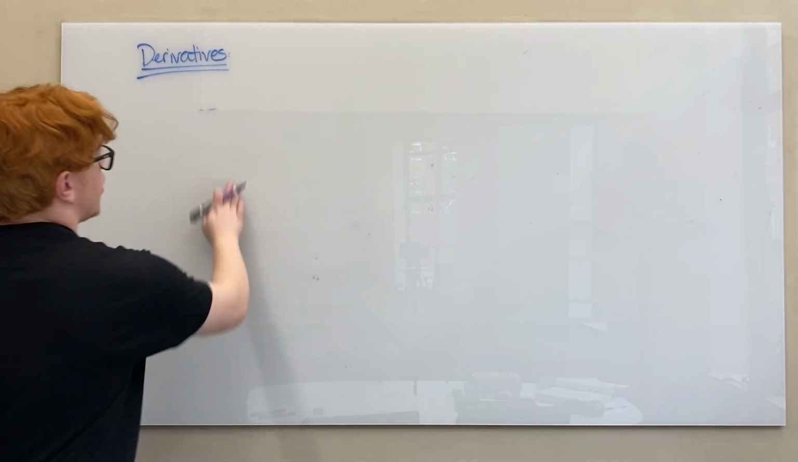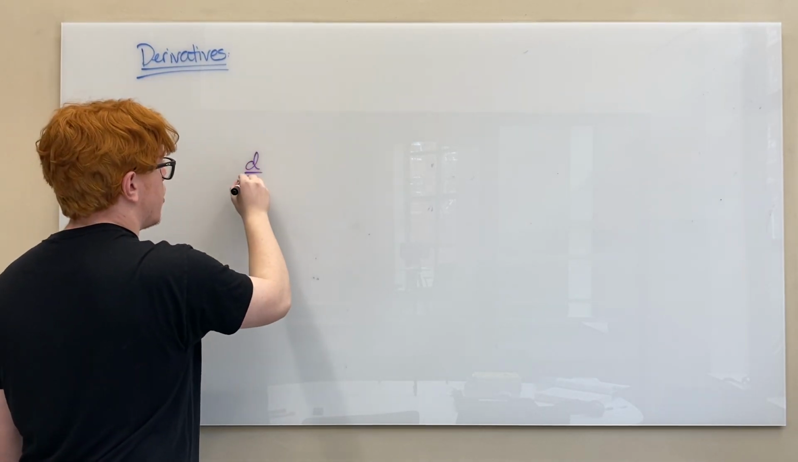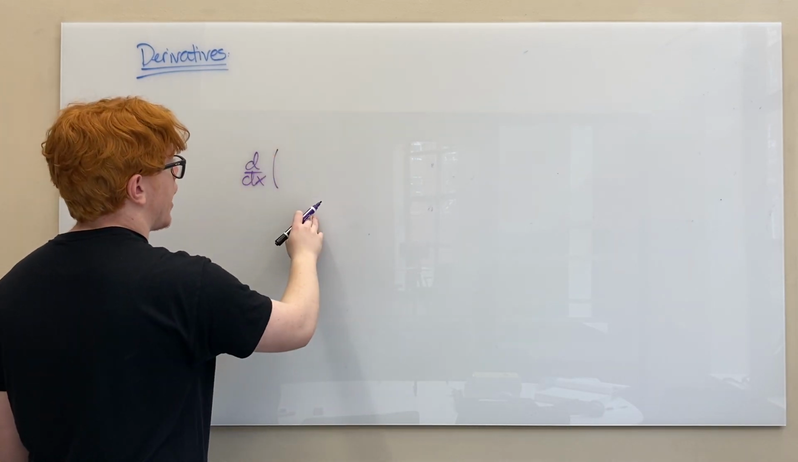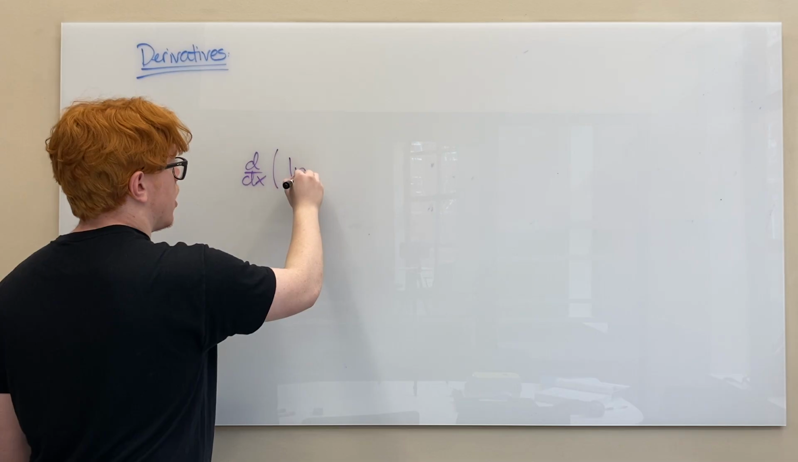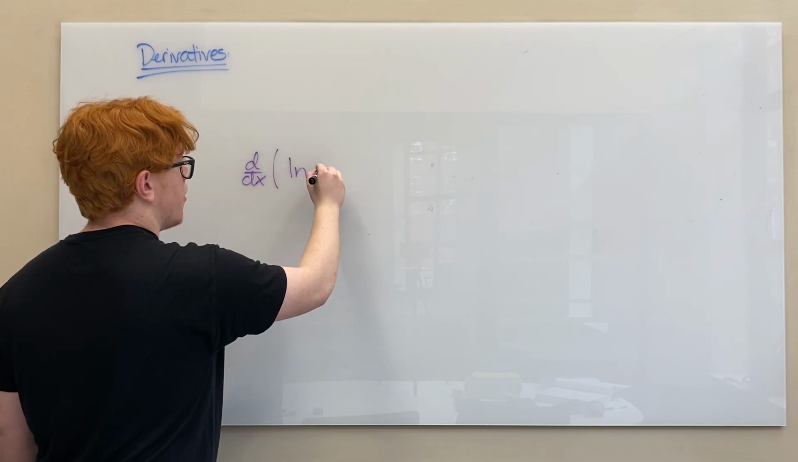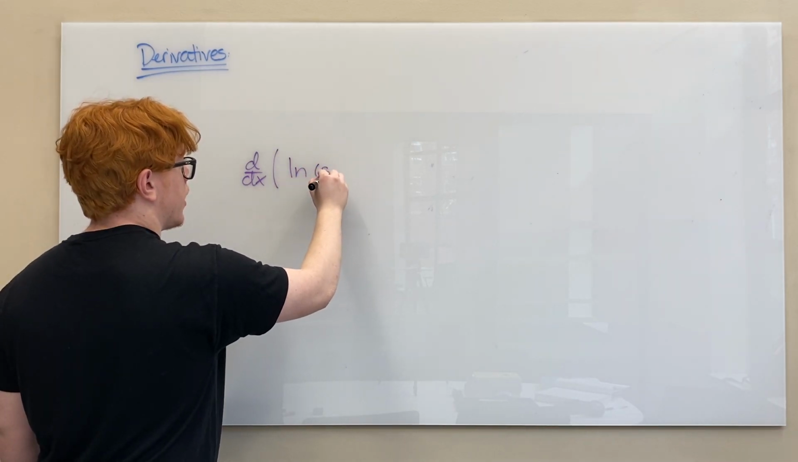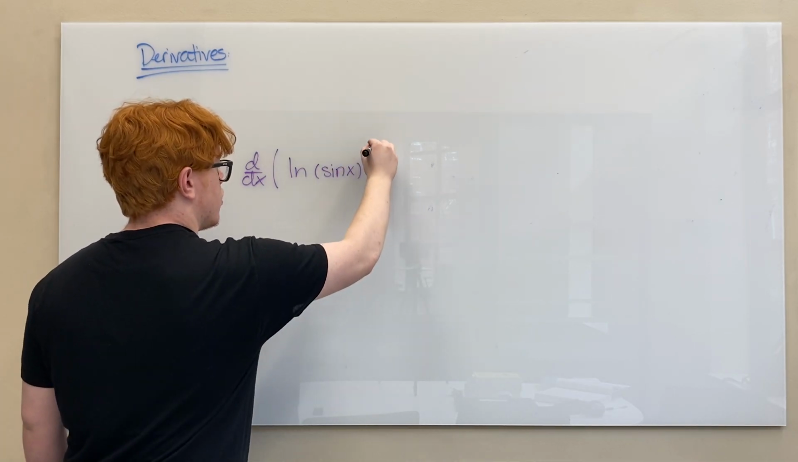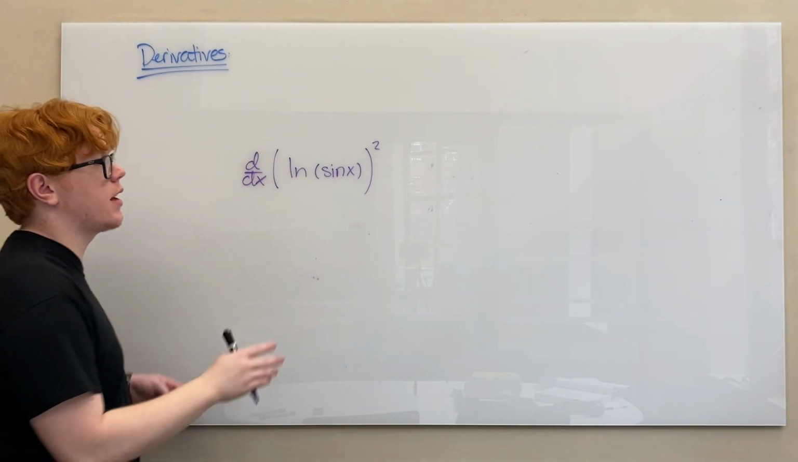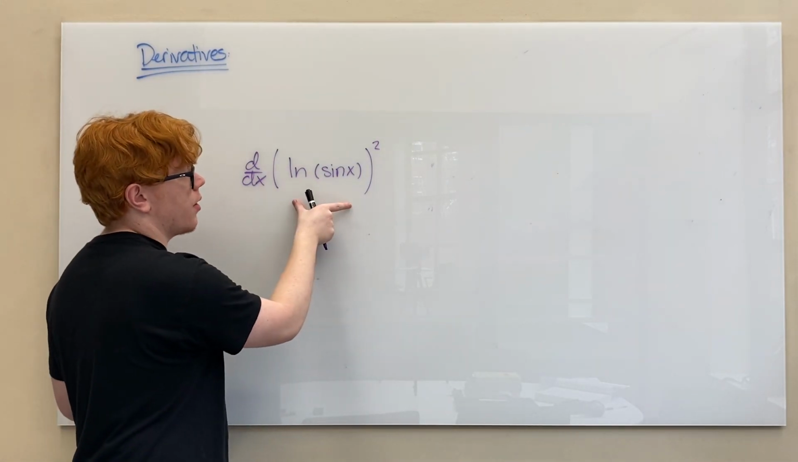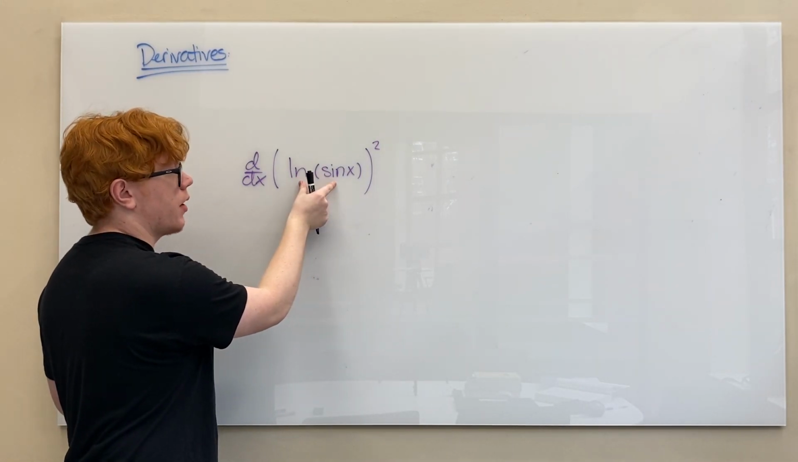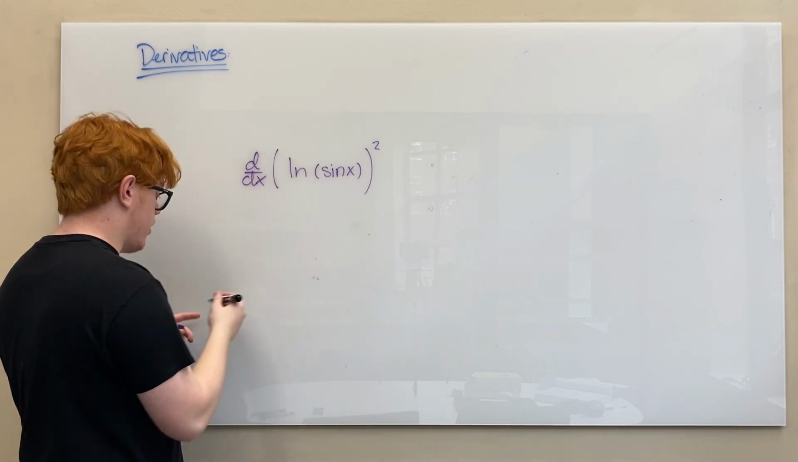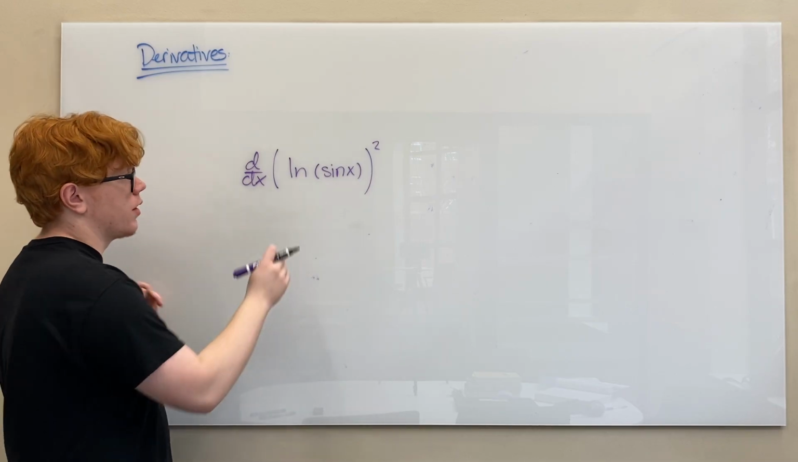Okay, so if we want to take the derivative of, let's see, we're going to have natural log of sine x squared. So notice now we have three functions, right? We have the x squared function, we have the natural log of x function, and we have the sine of x function. So to solve this, we're going to start on the outside.